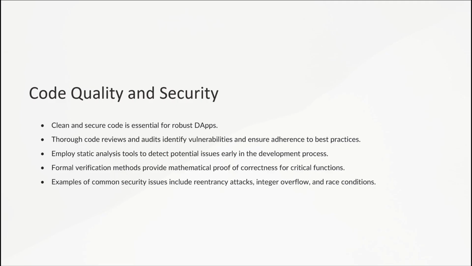First, let's talk about code quality and security. Your dApp's code must be clean and secure. This means performing thorough code reviews and audits to catch vulnerabilities early. Using static analysis tools like Mythril can help identify potential issues before they become problems. Additionally, formal verification methods like those offered by Certora can mathematically prove that your critical functions are working correctly.